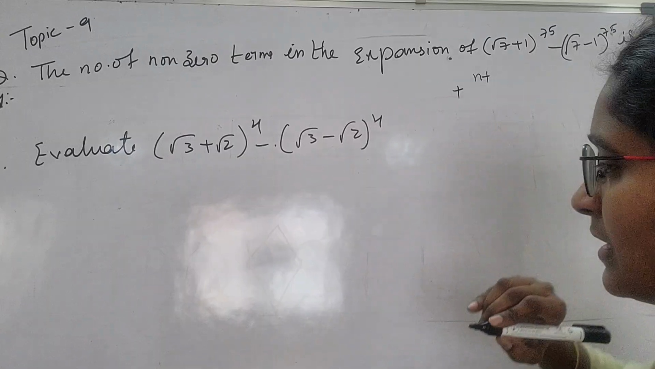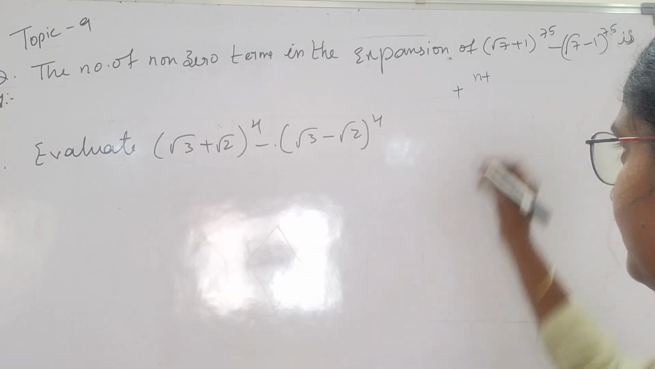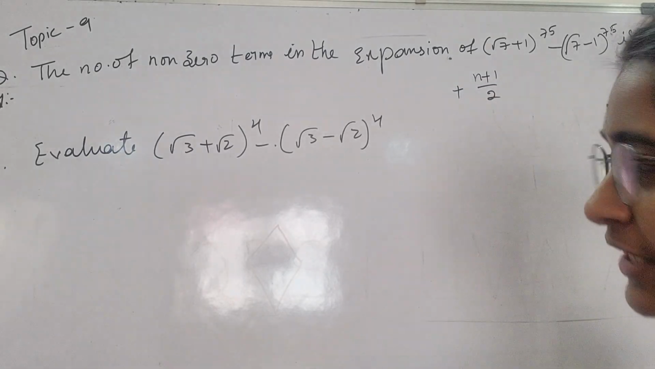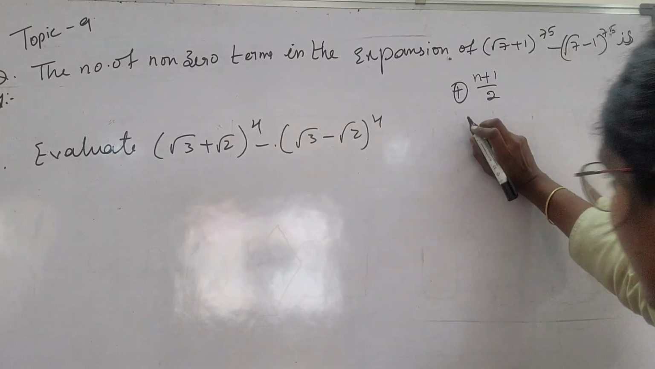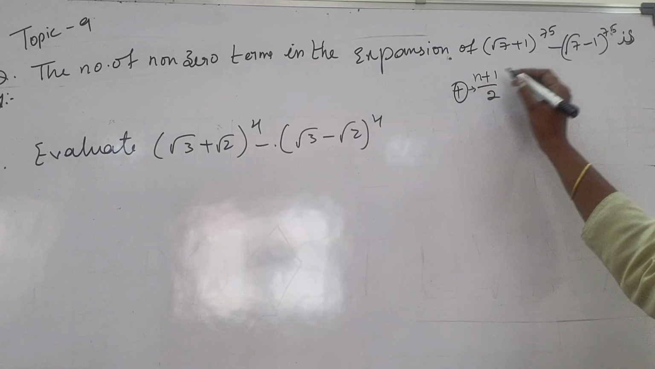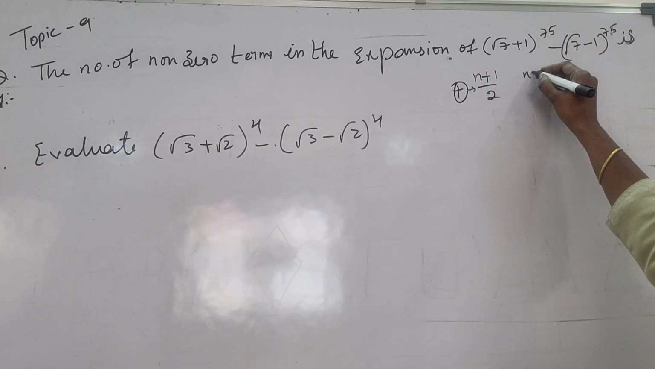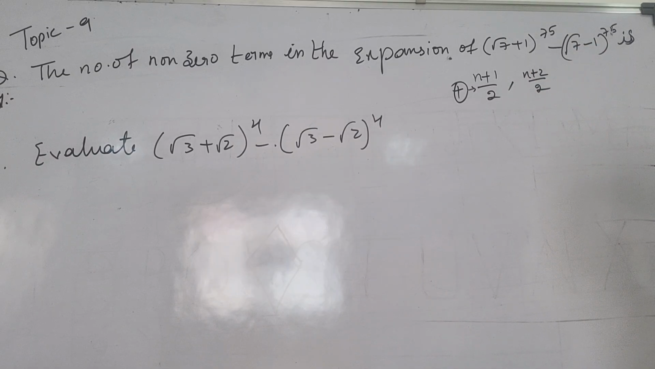n plus 1 by 2 we are going to do it, right? If it is odd, if it is plus, but here is minus, I'm just telling. If it is plus sign, n plus 1 by 2. If it is, in the plus only, if it is even, then n plus 2 by 2, we will find it, right? If it is plus.